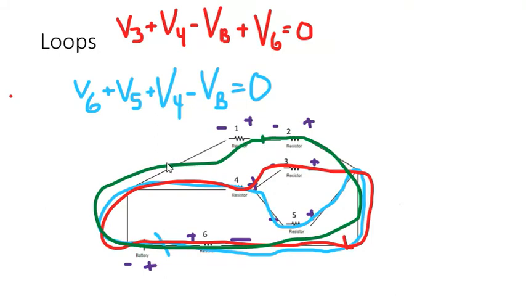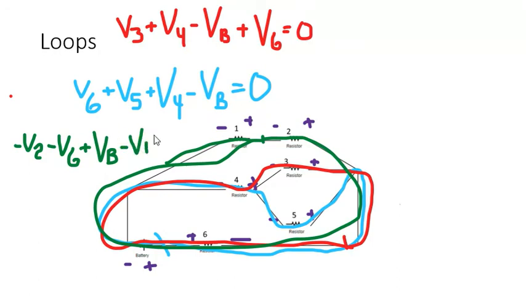So I went through it like that. Well, it would be minus the voltage of 2, minus the voltage of 2. I keep going around, minus the voltage of 6. Then I hit the plus side. If I'm going this way, I hit the plus side of the battery, plus the voltage of the battery. So that's a B. And I keep going, I hit the minus side, minus the voltage of 1. Now I'm back to my beginning. That has to equal 0.